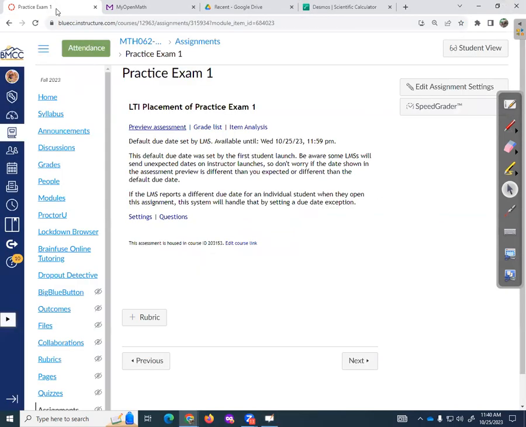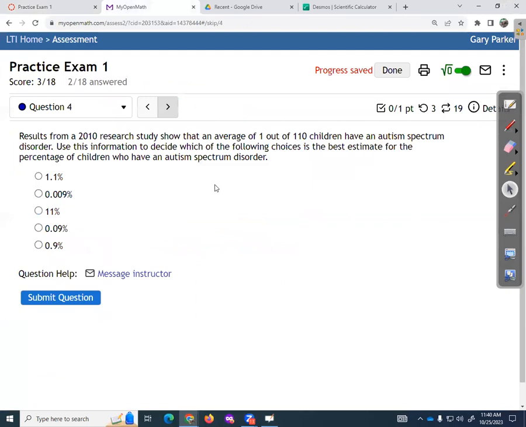Let's go look at the homework assignment and see what they're offering us. They're offering us 1.1%. I didn't get that. 0.009%. We had a 0.009, but not with the percent there. So that one's wrong. 11% is wrong. 0.09%, that's too small. 0.9% is the closest to what we wrote down. So that's the only reasonable answer out of those right there.